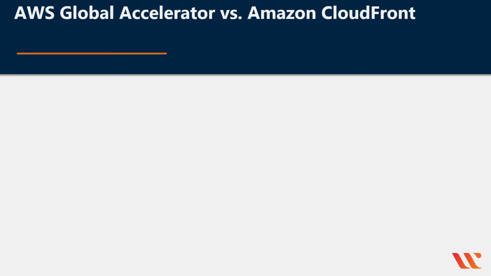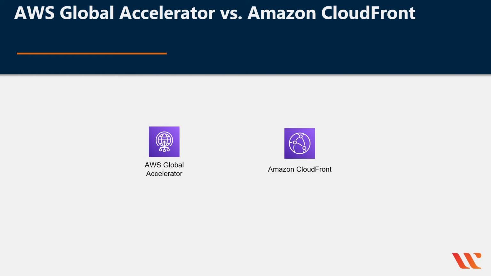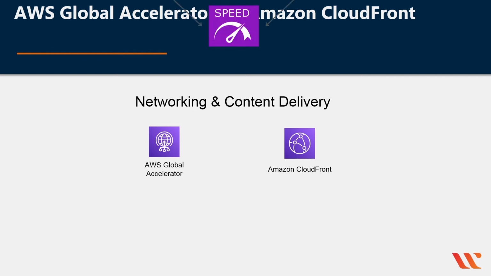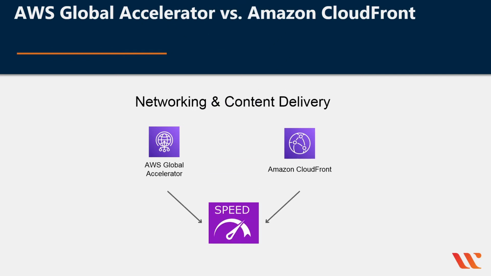Accelerator and Amazon CloudFront. Both AWS Global Accelerator and Amazon CloudFront are part of the networking and content delivery category, and both are able to improve the performance of your applications. Let's take a look at what makes them different.